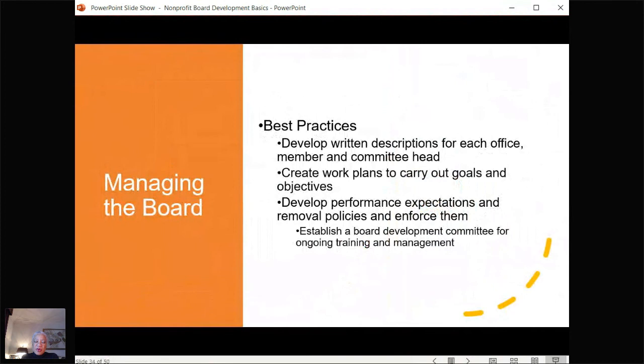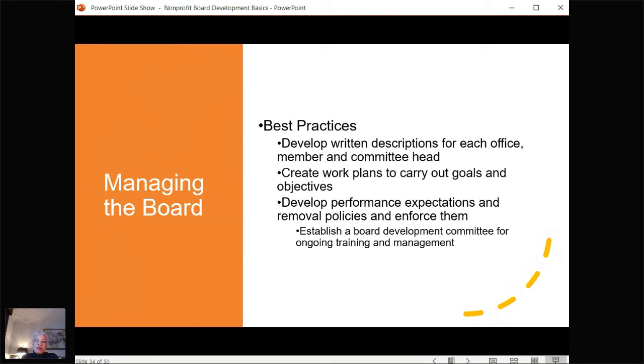So the best practices for managing a board: you want to have written descriptions for each office. And again, if you're a member, I have some of those for you I can share. And these are generic descriptions that you can tailor for your individual board. You want to create work plans and carry out goals and objectives. And this is another way, Sai, of answering your question, how do you keep people on? When people know that there's something that they have to do, that they're working toward a goal, a good way to do that is to create work plans and carry out the goals and objectives. That keeps people very interested and engaged.